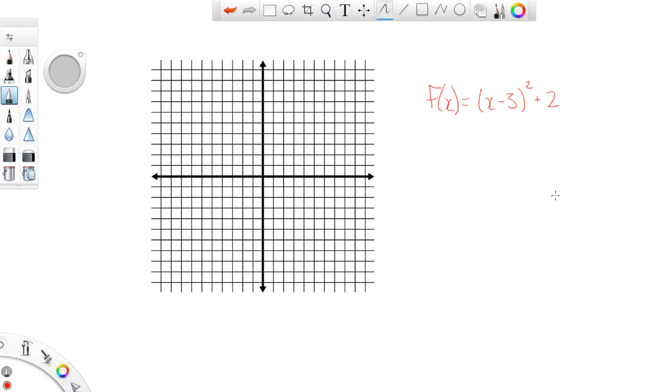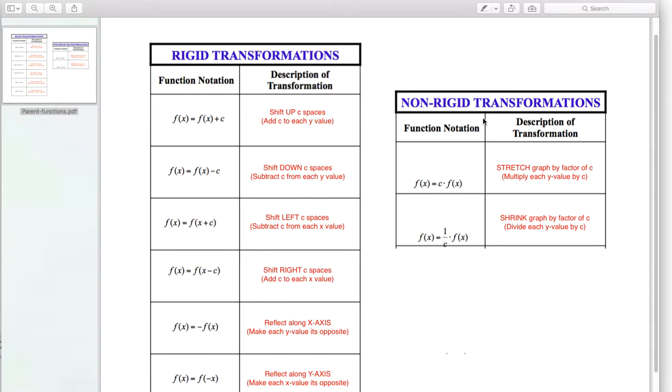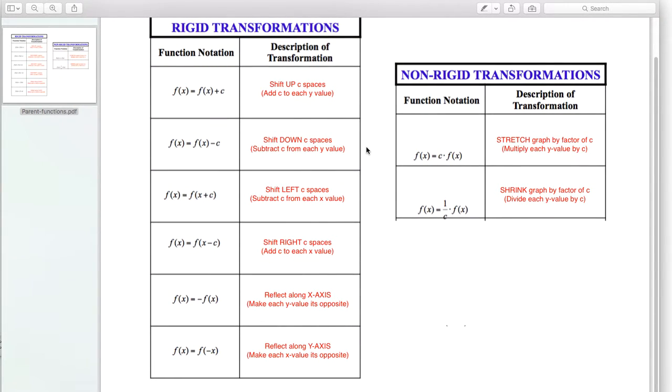Okay, so when we're talking about transformations of functions, we don't need to make a table of values. We don't need to graph this whole function here. What we need to do is remember this table. This table looks at all the different transformations that we have.